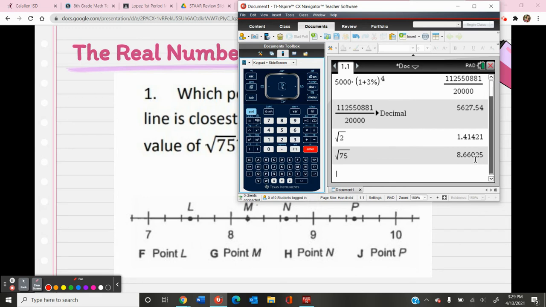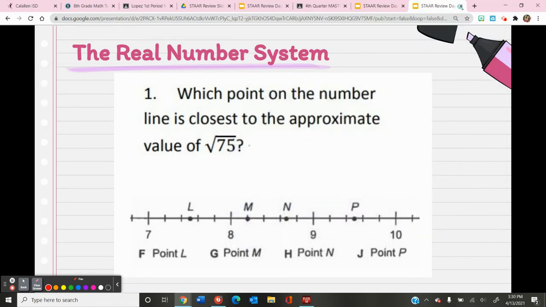Now, I want you to think about, where does that lie in the real number system? It has a non-terminating decimal. This goes on forever and ever, and there's no pattern here. So this is going to be an irrational number. So square root of 75 is equivalent to 8.66.